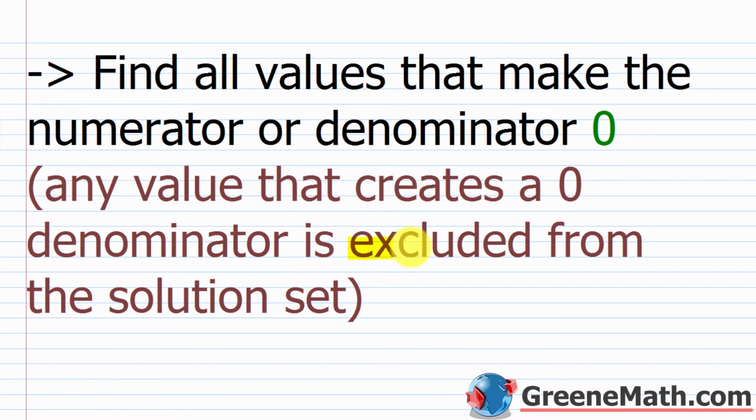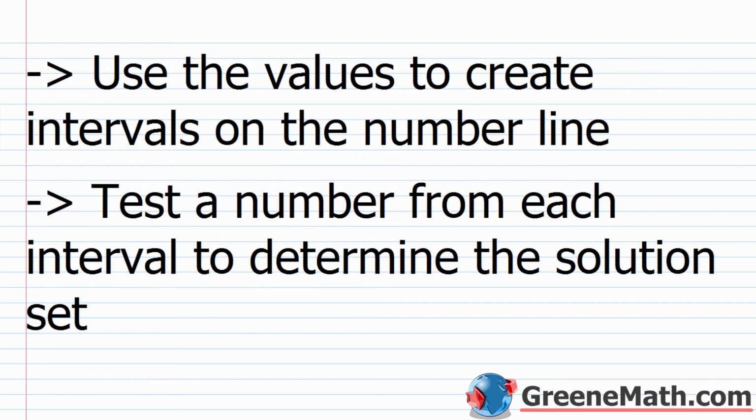Excluded from the solution set. In the case where you have a value that makes the numerator equal to 0, you've got an endpoint there, so you've got to pay attention to whether it's a strict inequality or a non-strict inequality. All right, so again, we're using the solutions that we got, or the values, to create intervals on the number line. Again, these are going to be our endpoints or our boundary points.